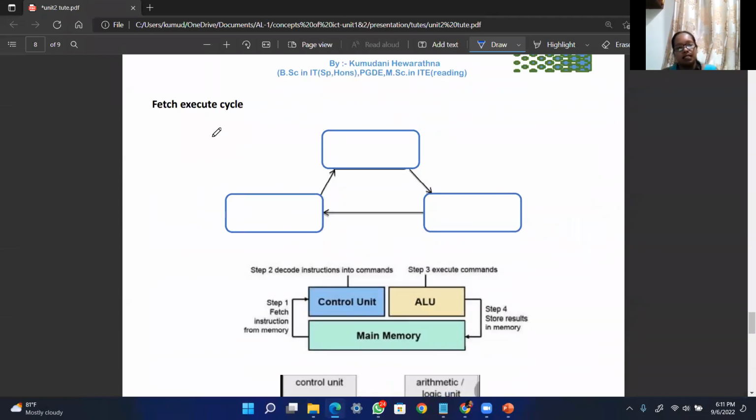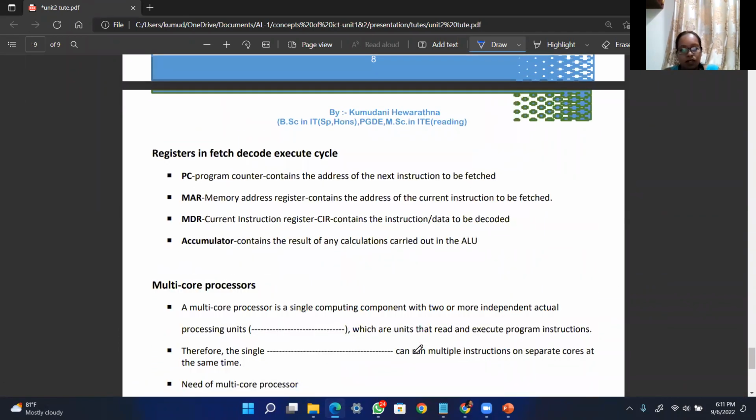Right, then the fetch execute cycle. That part also we can cover today.